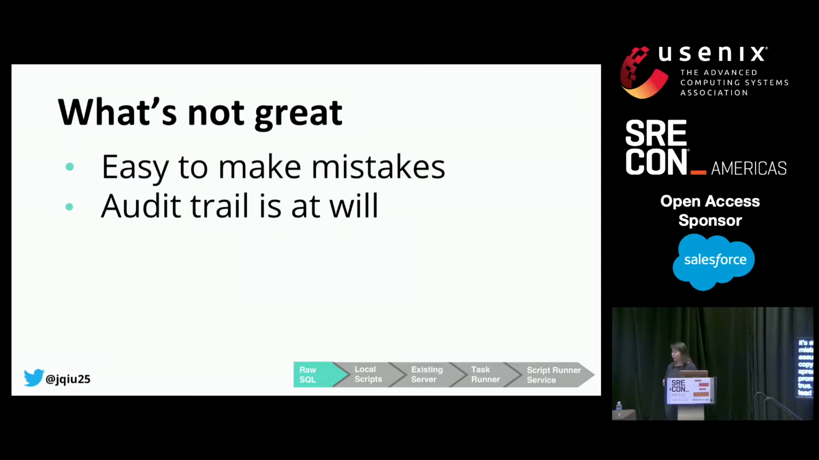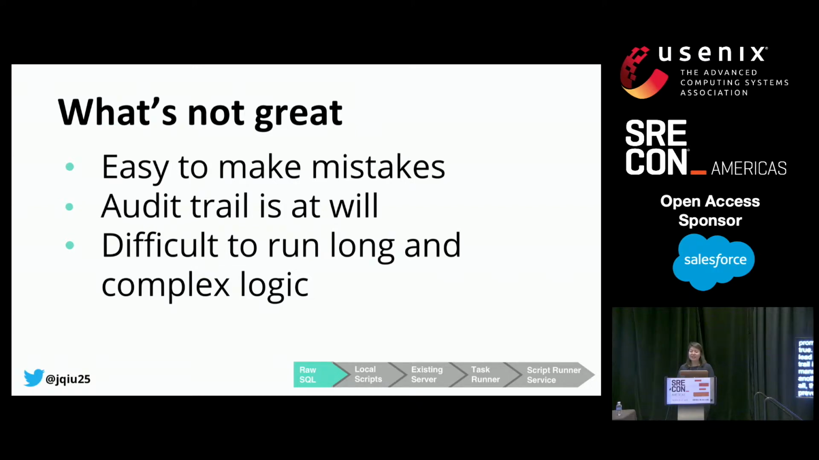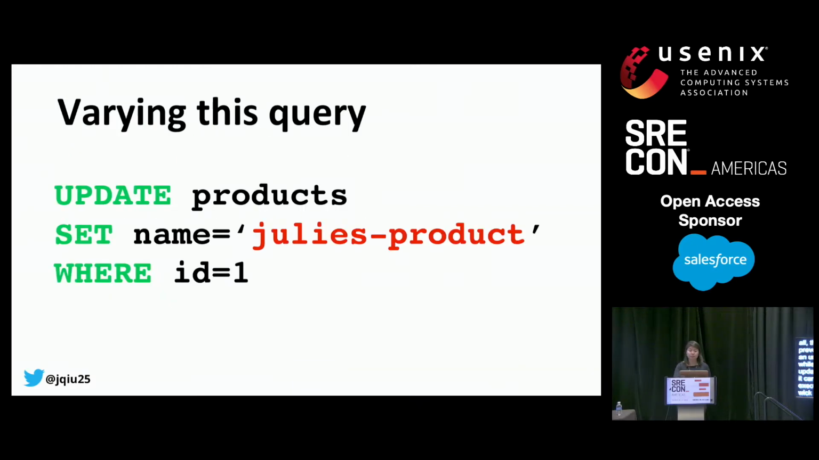And the audit trail is also being maintained manually, so that opens up another room for error. After all, there's nothing really preventing someone from running an unchecked query. And lastly, while it's relatively easy to update the name of one product, it can be kind of difficult to execute long and complex logic with raw SQL. So if your query takes a really long time to run, it's going to time out.